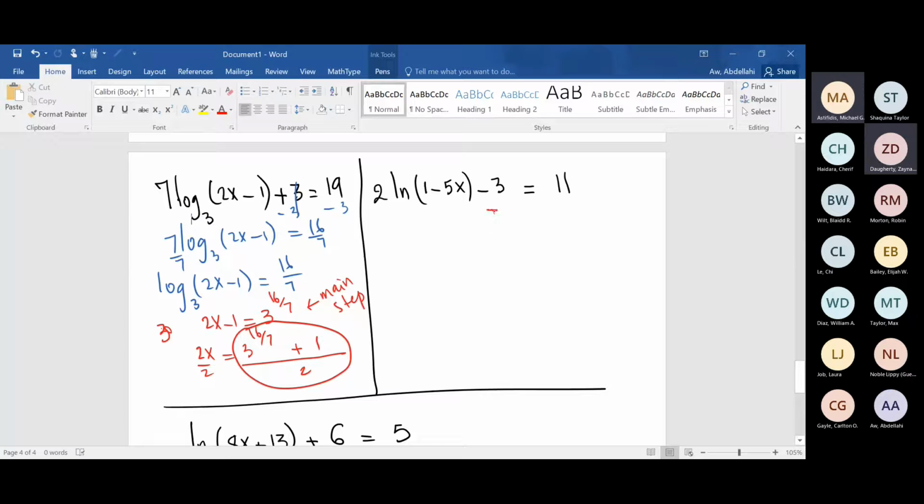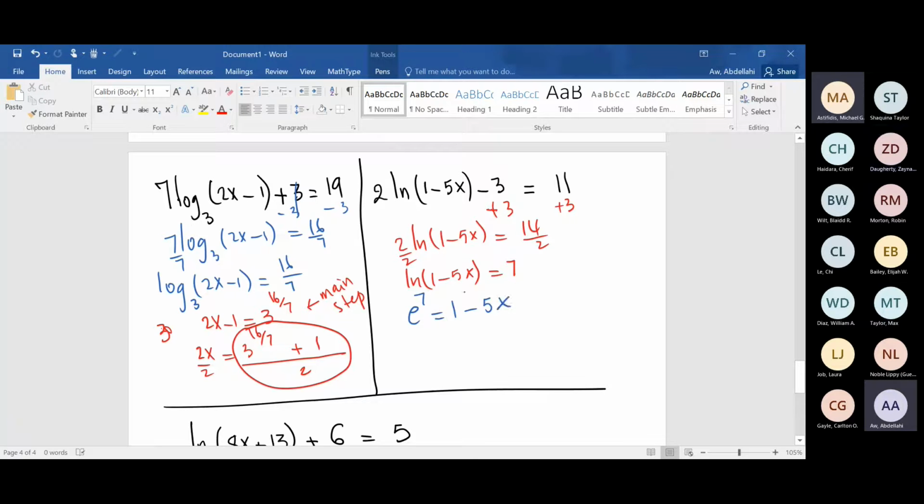Add 3 to both sides. So we get 2 ln of 1 minus 5x is equal to 14. And then what do you do? Divide by 2, so you get ln of 1 minus 5x is equal to 7. And now comes the main step, which is? E to the power of 7 is equal to 1 minus 5x. Exactly. Thank you very much.